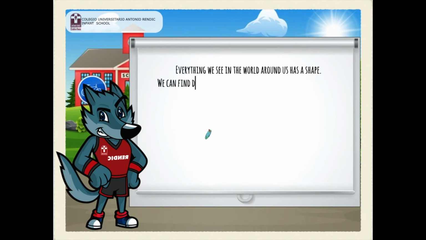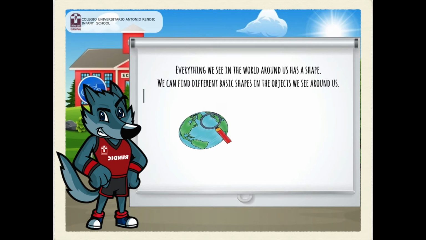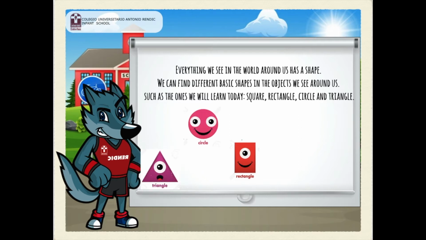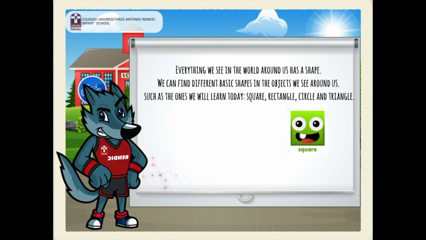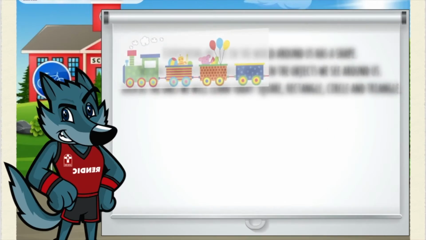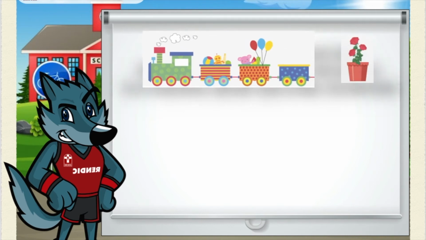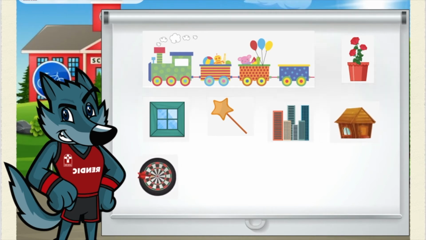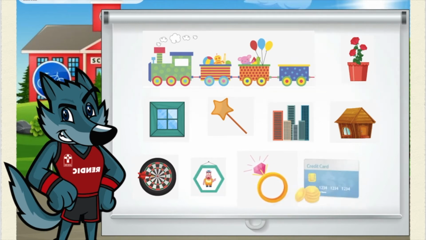Everything we see in the world around us has a shape. We can find different basic shapes in the objects we see around us, such as the ones we will learn today: square, rectangle, circle, and triangle. These geometric shapes appear in objects we see as credit cards, bills and coins, finger rings, photo frames, dartboards, hats, windows, magician's wands, tall buildings, flower pots, toy trains, balloons, and many, many more.